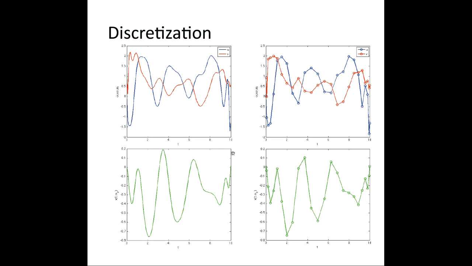So here's an illustration of what we mean by discretization. Given some function, we can sample the function, but if we then try to reconstruct the function from the samples, we may miss some of the features because of the infrequent sampling.